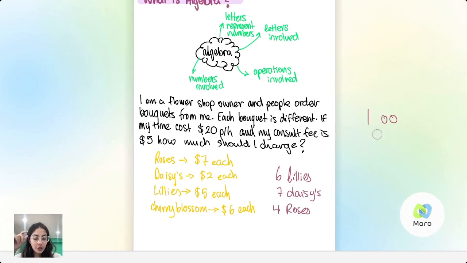So let's have a look at how I'm going to charge Sophia. Boys, can I get your help, please? Can I get Joseph? Tell me the first thing that I should add to the charge of my bouquet. No, start with the phone call. Let's go from the first thing that happened. She called me, I had a consultation with her. How much does that cost? $5. So I charge all my customers $5 for a consultation.